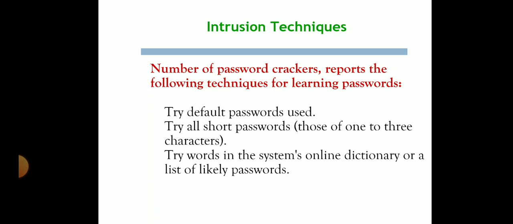Normally for intrusion detection and control, we use passwords. For passwords, we have a number of cracking techniques. The basic techniques for cracking a password are that they try the default passwords, or they try all the short passwords. That is, if you are using a password with only 3 letters, the intruder can easily guess the password. Or they can try a dictionary of words. We call this a dictionary attack.